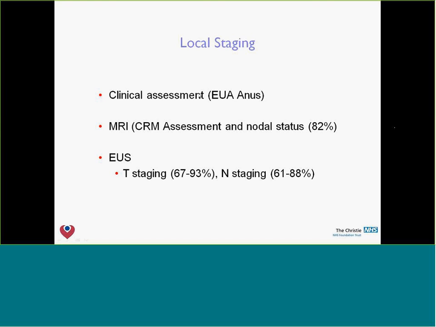Local staging, as I mentioned, is a clinical assessment which includes an examination under anesthesia in some cases, because it is difficult to examine these patients in the clinic. And we do an MRI to assess the circumferential resection margin and the nodal status. And endoanal ultrasound is to look at the local T staging, and in experienced hands can also be used in N staging.